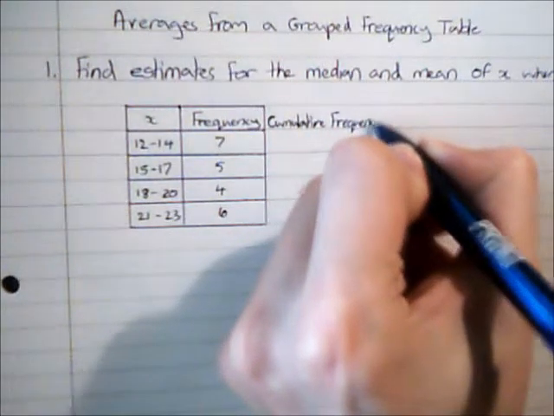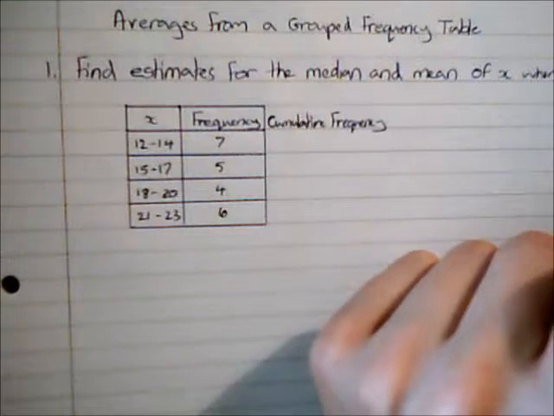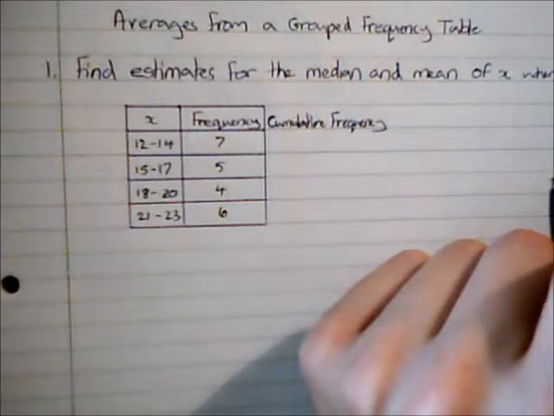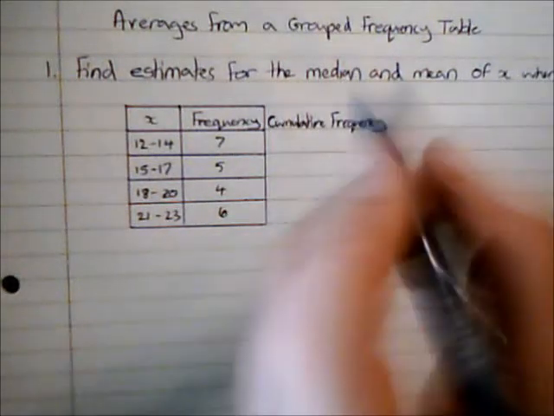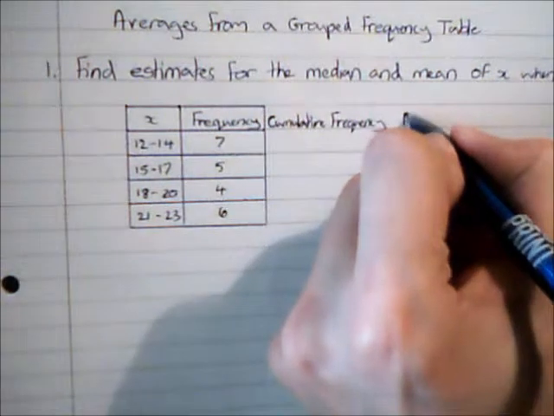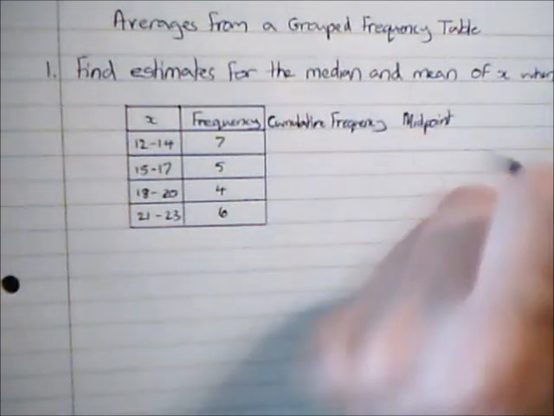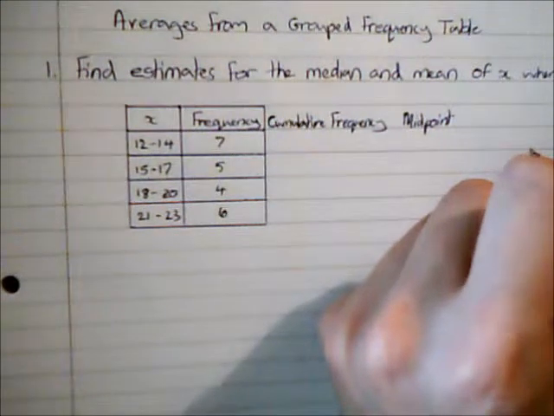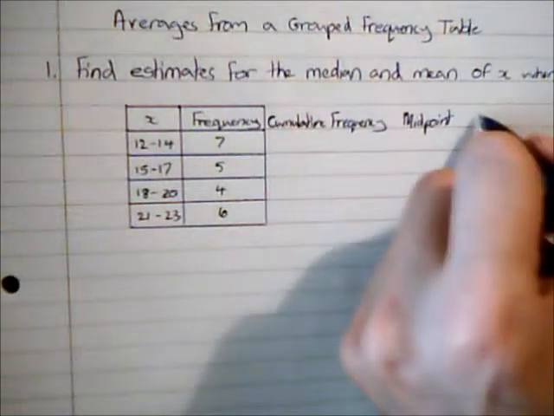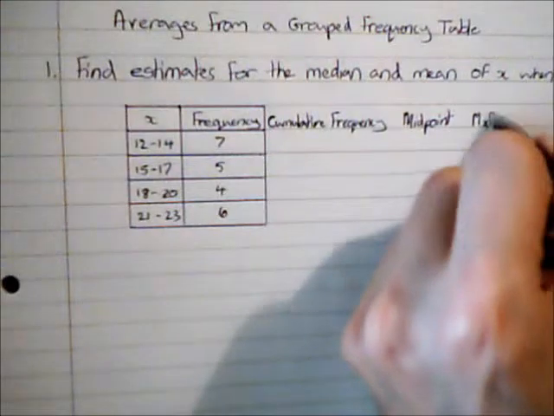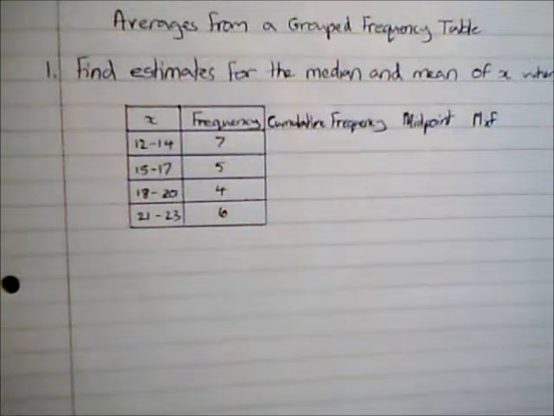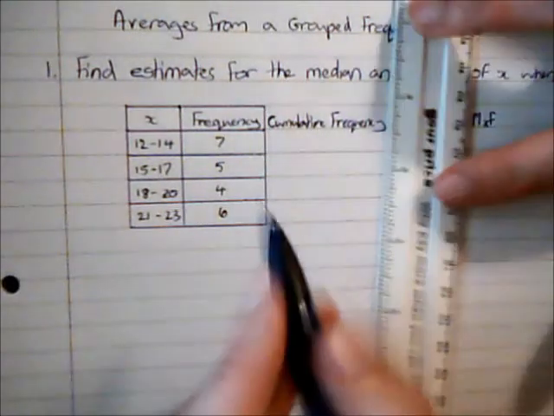So I'll add that in. And in order to find the mean, it's going to be useful to have a midpoint column. And then a midpoint times frequency column, which I'm just going to write as n times f for now, just because I'm running out of room.